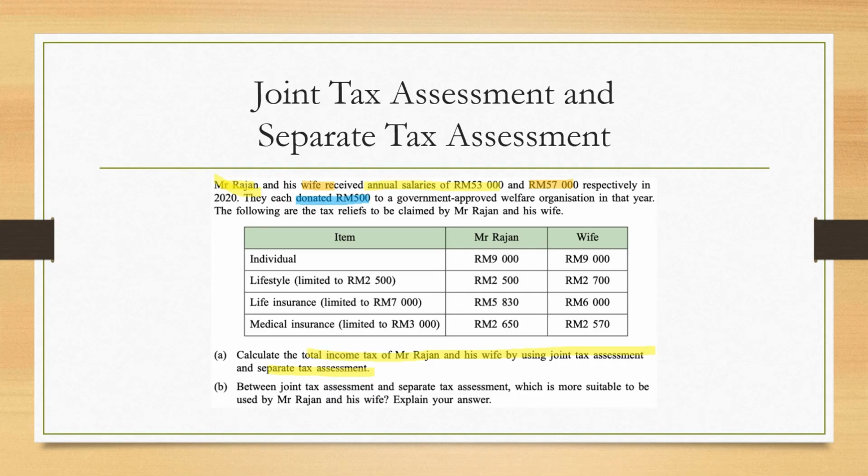Now for part B, between joint tax and separate tax, which is more suitable to be used by Mr. Rajan and his wife? Explain and answer. What do I mean by this? Let's look at the question first.